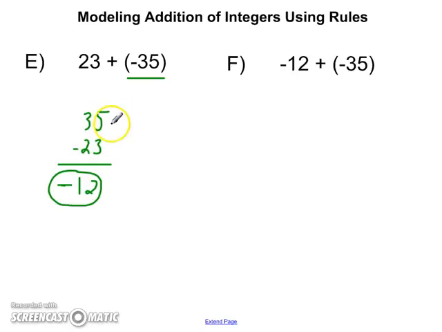If you want to put this into money values, I have $23, but I owe $35. Well, if I pay the person that I owe the 23 I have, where am I left at that point? Well, I still owe $12. So, all right, I have negative 12 and negative 35.